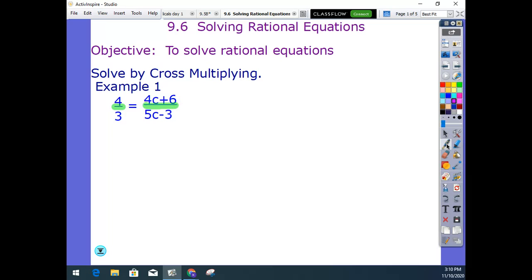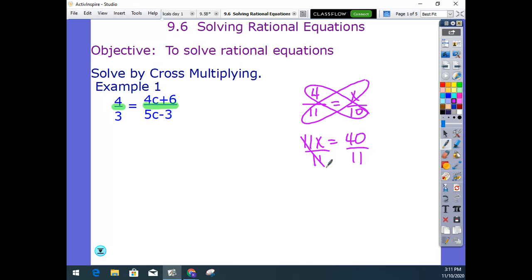So let's think about back in grade school, you might have had, I don't know, 4 over 11 equals x over, I don't know, 10. And you would cross multiply: 11x equals 4 times 10 is 40, and divide, x equals, and if it doesn't go in even, you just leave it. So this was back in your grade school days.